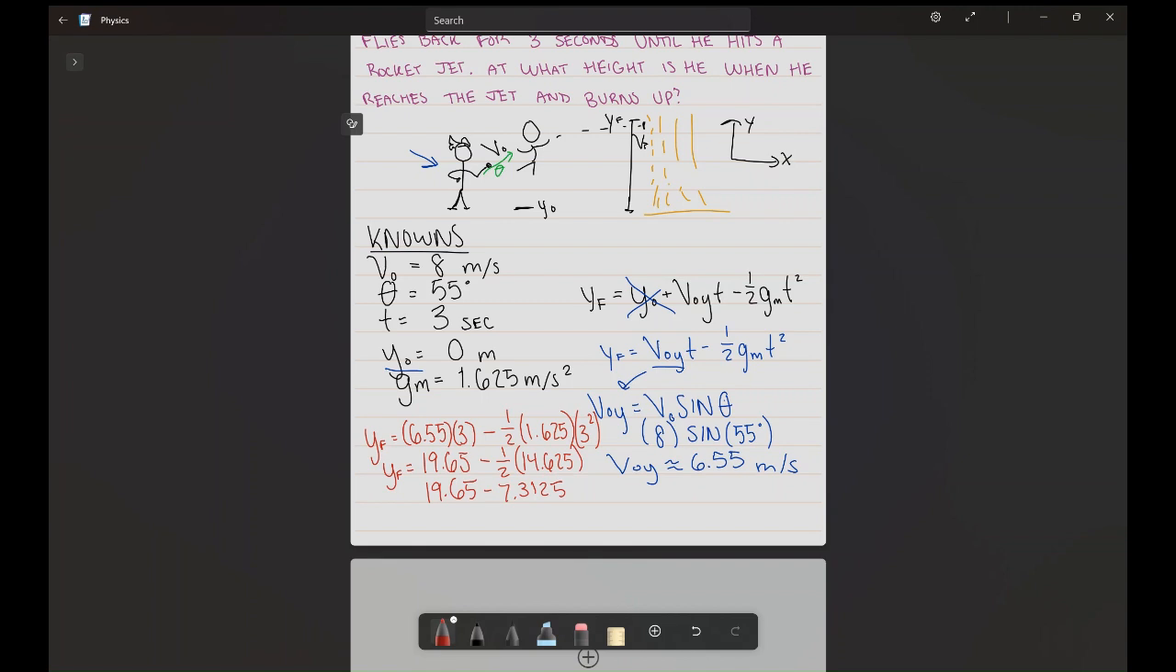Or 16.65 minus 7.3125 gives us a final y value for where the astronaut is going to hit the jet at about 12.3375 meters. And that should be it.